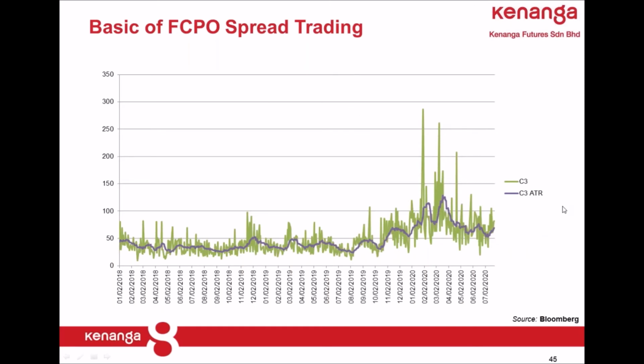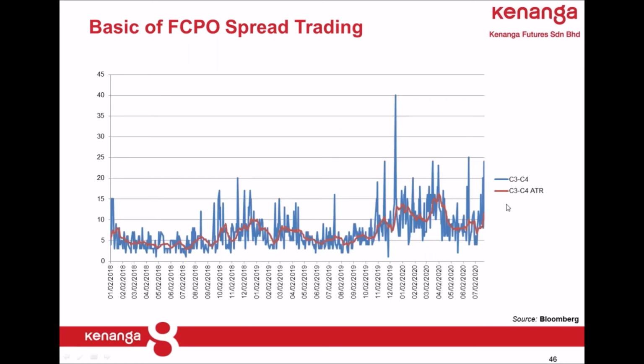Now, why is it lower risk? This is the range of the day since 2018. Sorry, this is actually C3, the outright range. As you can see, the movement is really wild. Sometimes it can go above 100. Lately, it has been very volatile. You can see the market can go as much as 100, over 100, or even above 200 points for the range. And the purple line is the average true range of 14 days.